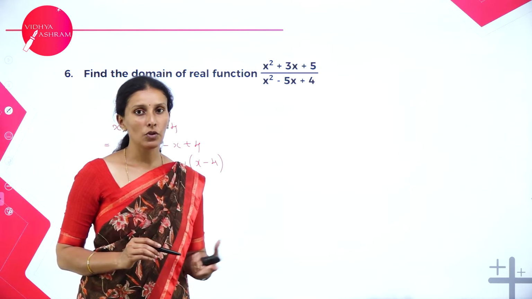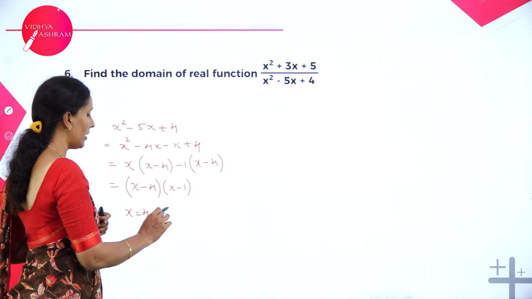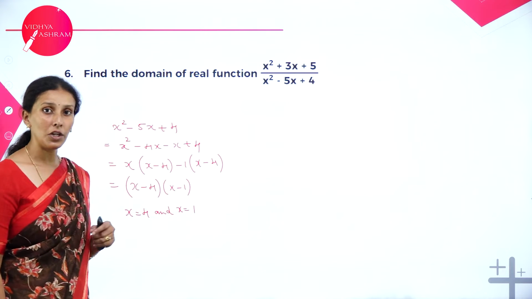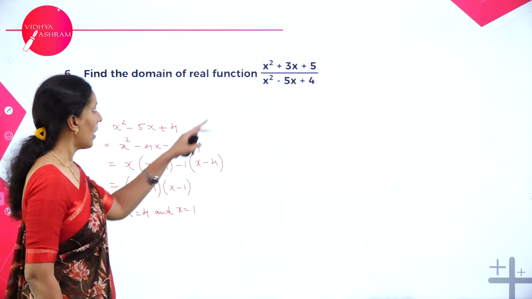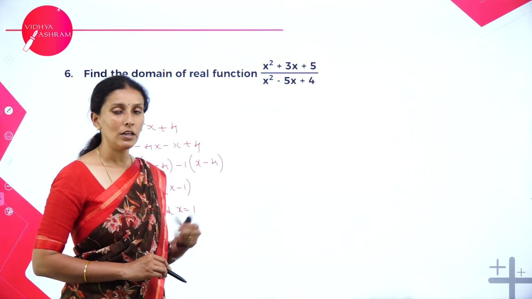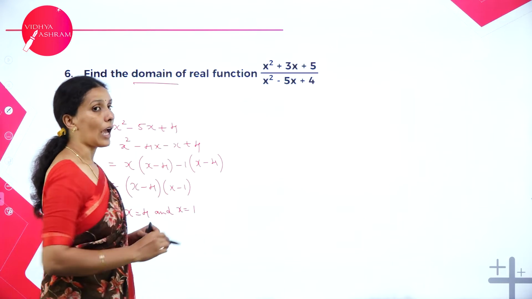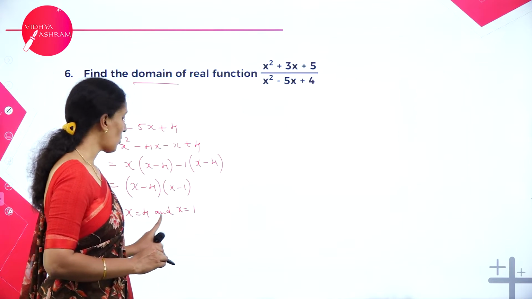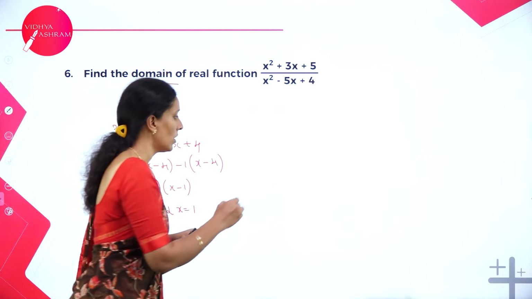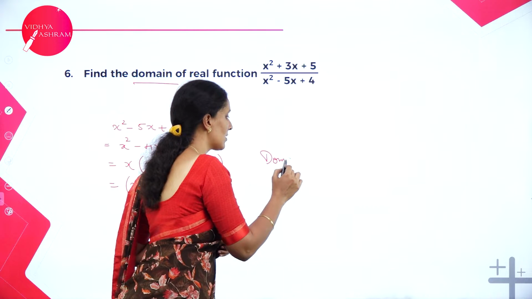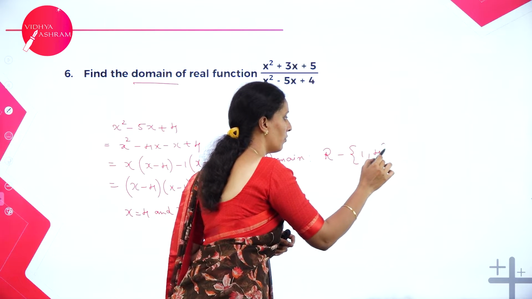So what do we mean by the roots of a quadratic equation? That means x is equal to 4 and x is equal to 1 are the solutions of this equation, which make the equation 0. So therefore, for the given function, the denominator value cannot be equal to 0. So the domain can be any real number except 4 and 1, because for 4 and 1, the denominator becomes 0. So therefore, the domain of the given function is all the real numbers except 1 and 4.